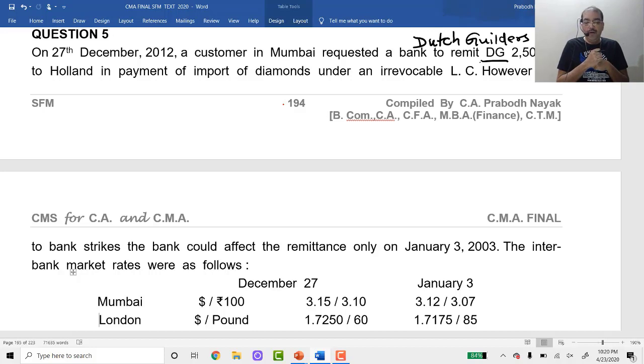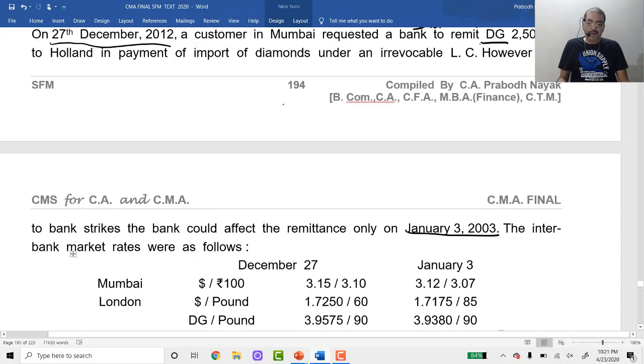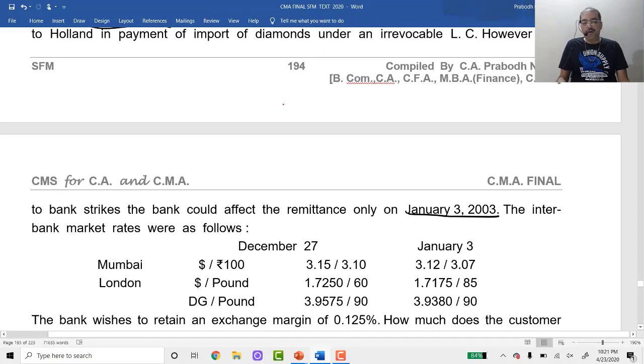However, the bank was on strike. The bank could effect the remittance only on 3rd of Jan. The customer approached on 27 December. After that, the bank was closed down because of the strike, and on Jan 3rd the transaction was completed. The interbank rates were given.